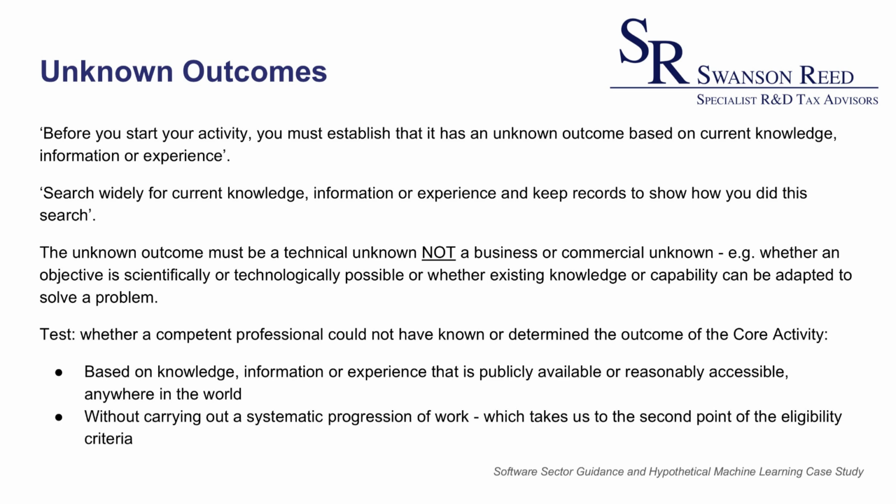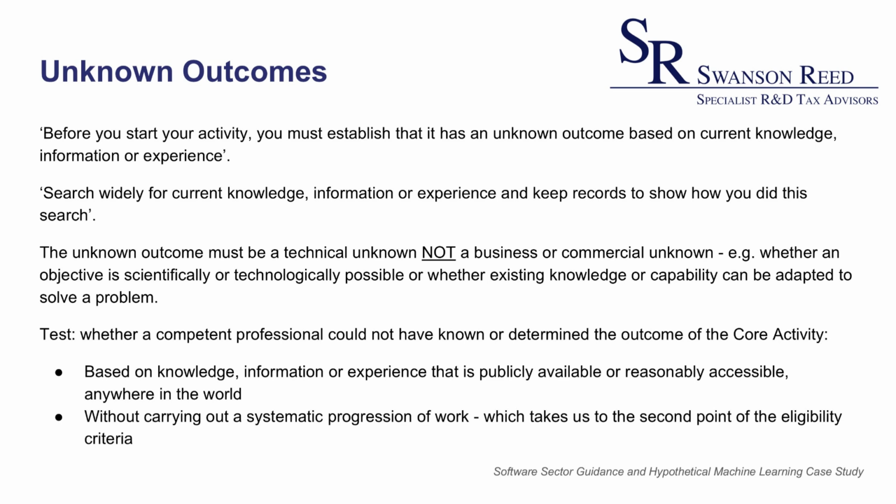The guidance outlines that before you start your activity, you must establish that it has an unknown outcome based on current knowledge, information, or experience. Companies are expected to search widely for current knowledge, information, or experience, and keep records to show how they did this search. AusIndustry may ask for evidence of this search for knowledge if they conduct a review or examination of the activity's eligibility. The identified unknown outcome being investigated must be a technical unknown, not a business or commercial unknown.